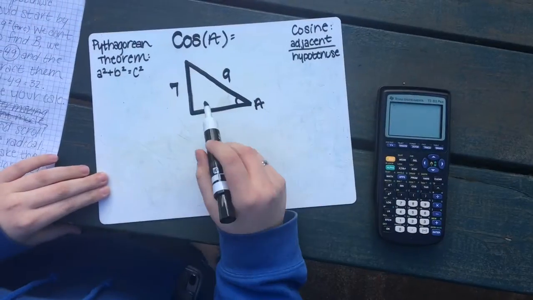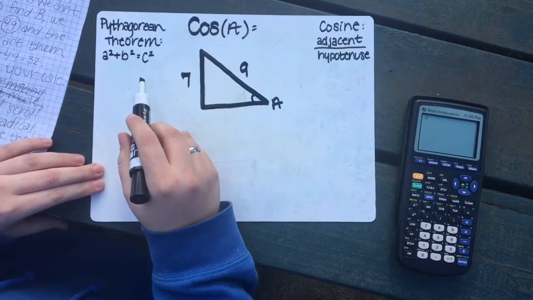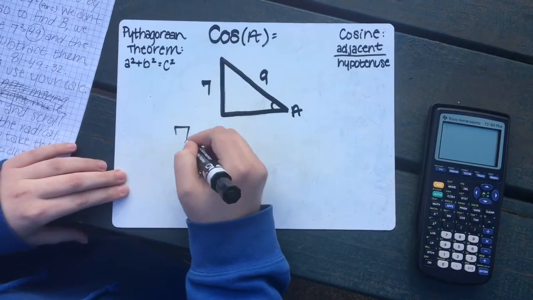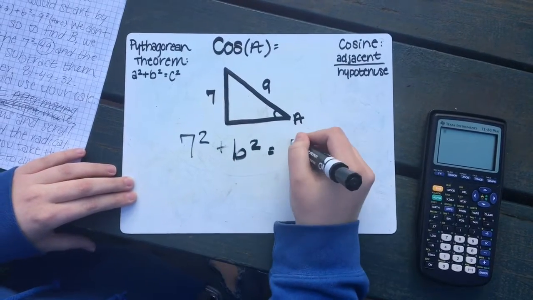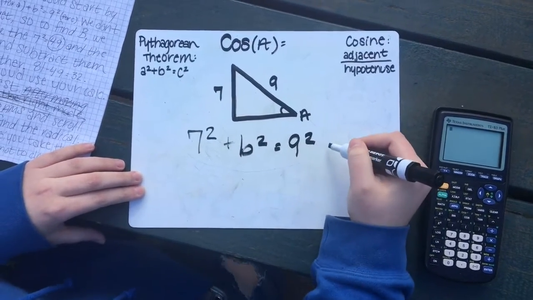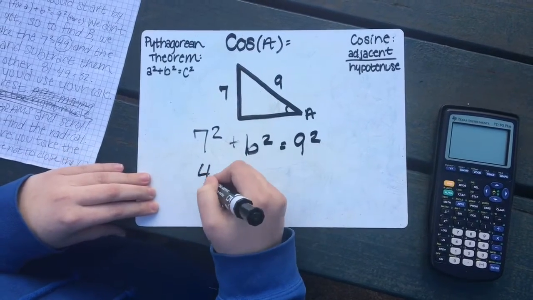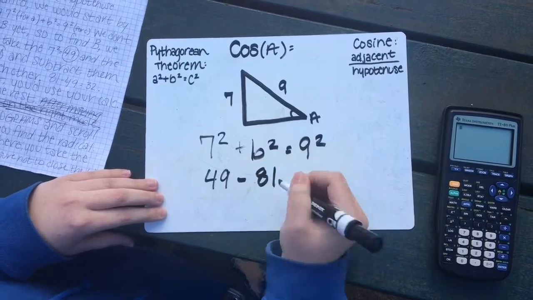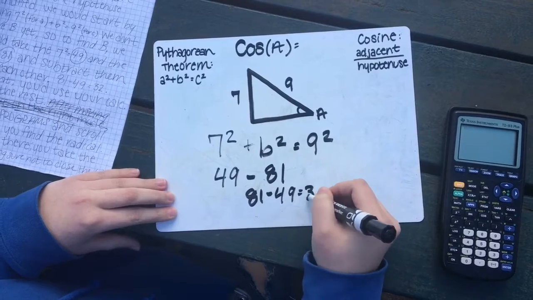To find the cosine of angle A, you need to start with the Pythagorean theorem, which is a squared plus b squared equals c squared. Because we have one leg and the hypotenuse identified, we'd start by doing 7 squared for a plus b squared equals 9 squared for letter c. We don't have b yet, so to find b, we would take 7 squared, which is 49, and subtract it from 9 squared, which is 81. So 81 minus 49 equals 32.